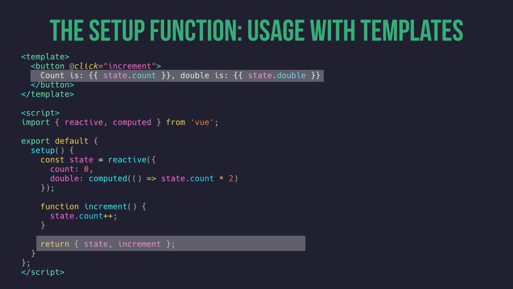As far as usage within templates, we need to return anything that we're going to use in a template. That includes variables and functions. If the setup returns an object, the properties on that object will be merged onto the render context for the component's template. Those are important things to note. And if you're wondering why you have to call state.count and state.double, please check out my article and video on ref versus reactive, and that will clear a lot of this up.